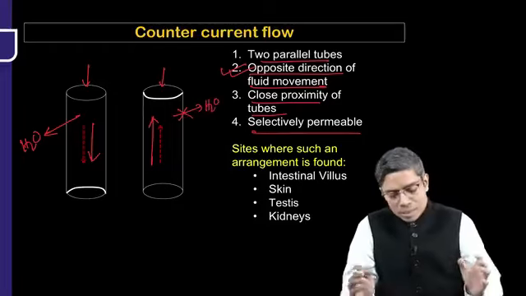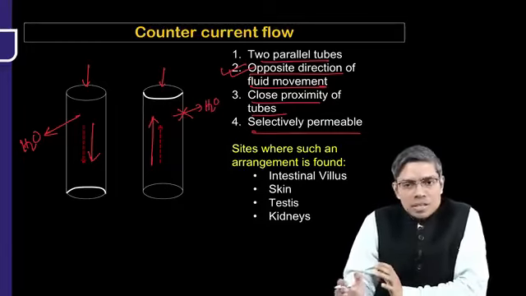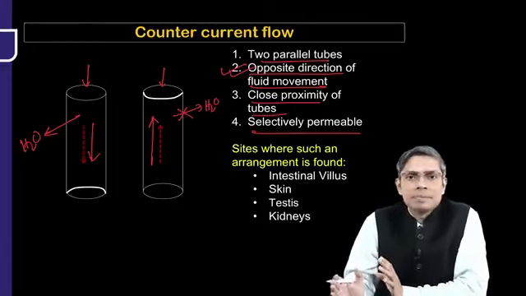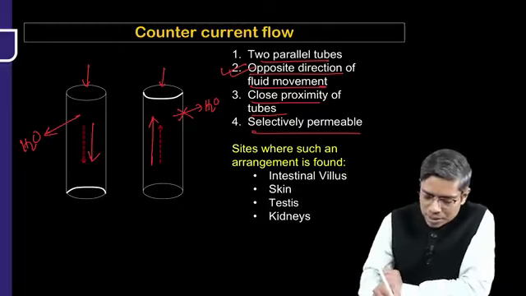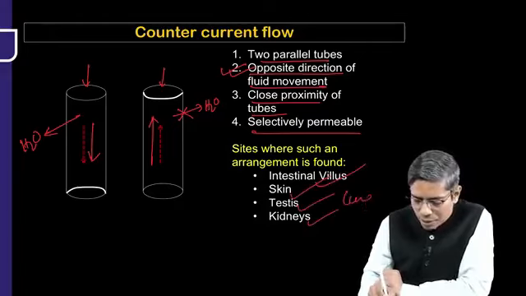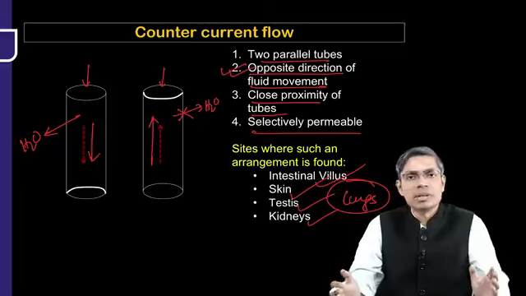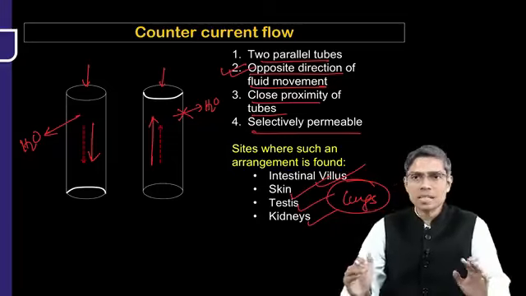Selectively permeable. If this kind of arrangement is present in any part of the body, then we say that countercurrent flow is happening. What are the examples? Intestinal villi, skin, testis, kidney, including your lungs. All of this area has the countercurrent system or countercurrent flow. This has been asked in MCQ.